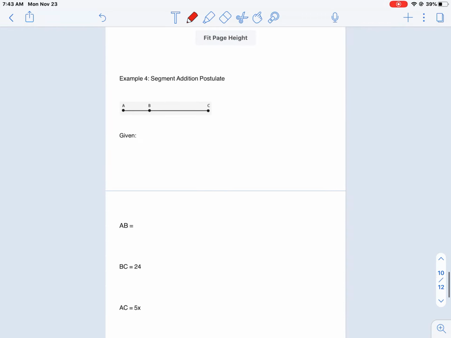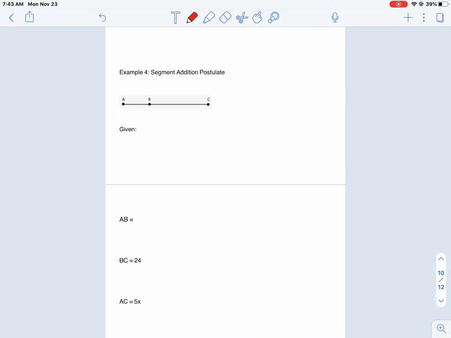Let's look at example 4, which is very goofed up here, but we've got this picture. Now we're going to be given pictures in our proofs. So that's a new one.